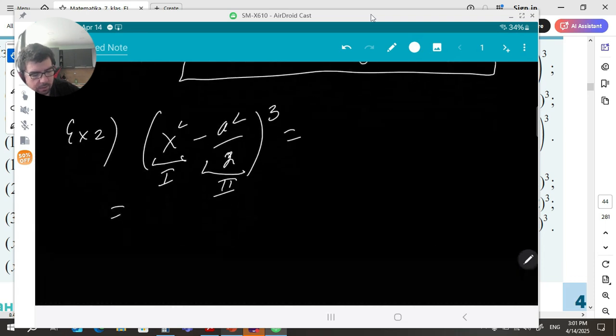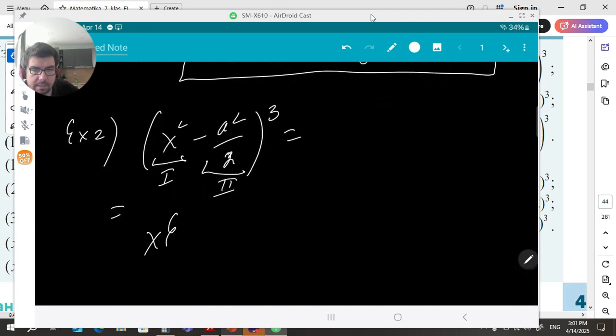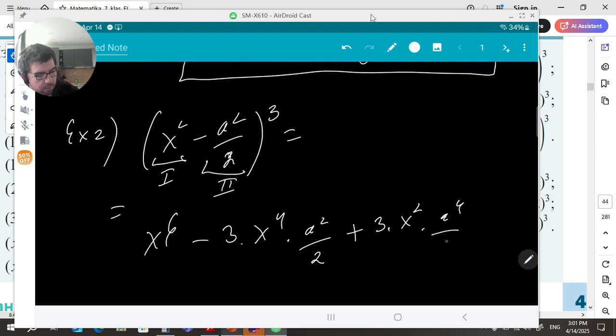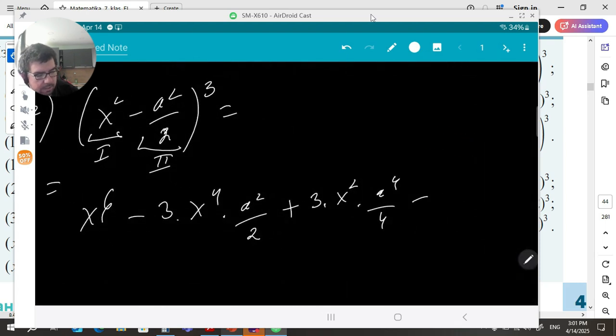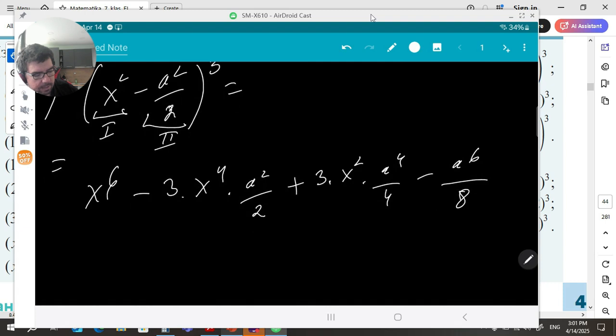Okay, so x to the power of 6. This is the first to the power of 3, minus 3 times the first to the power of 2, x to the power of 4, times the second, plus 3 times the first times the second to the power of 2, a to the power of 4 over 4, and finally minus the second to the power of 3, a to the power of 6 over 8. And that's basically it, right?